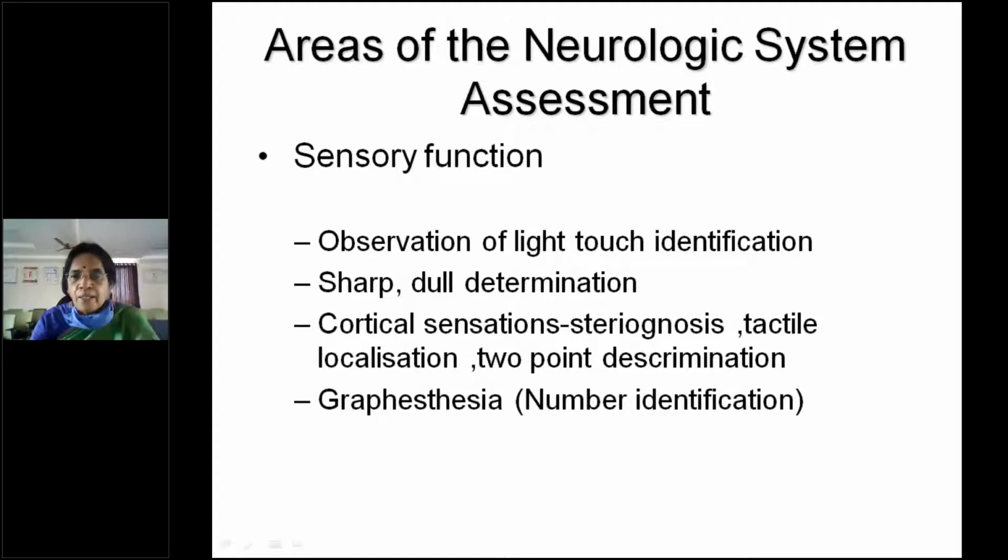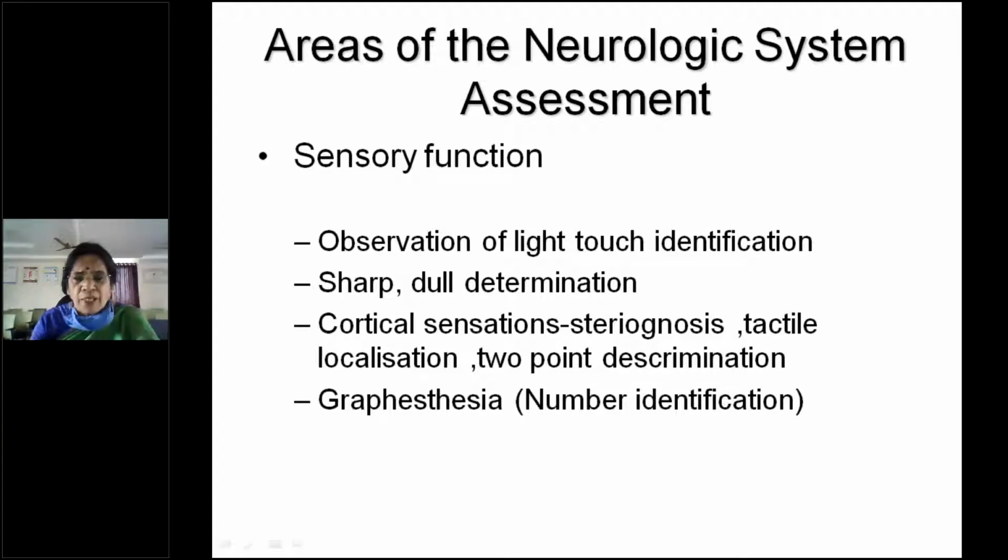And tactile localization and 2-point discrimination are also cortical sensations. Tactile localization means he has to point out exactly where you have touched. And you take a compass for 2-point discrimination, to see whether he perceives it as a single point or appreciates 2 points like that. That is 2-point discrimination.